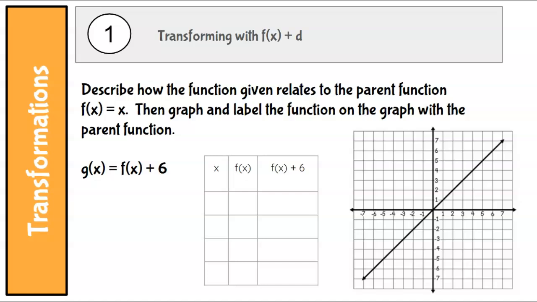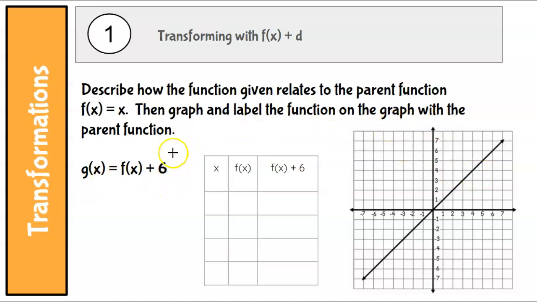Here's the first example. Describe how the function given relates to the parent function f of x equals x. Then graph and label the function on the graph with the parent function. Whew, that's a lot. Are you tired yet? It's not bad. Let's just talk about what it means. The first sentence says, describe how the function given relates to the parent function f of x equals x. So they're telling you this has the parent function of f of x equals x. It's linear. Then graph and label the function on the graph with the parent function.